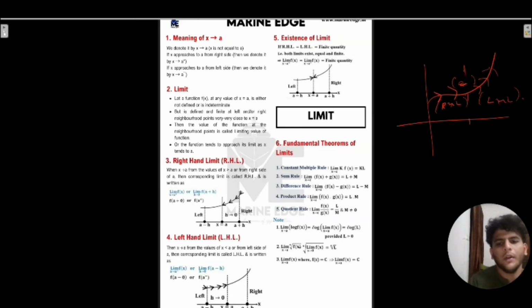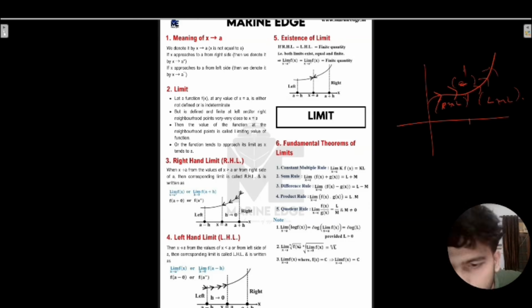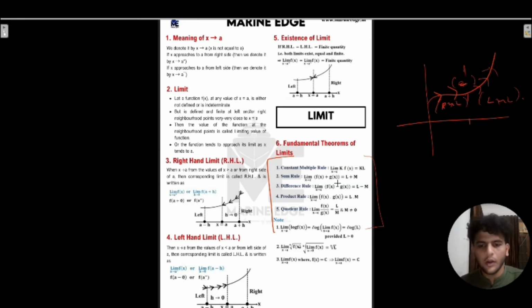The fundamental theorems of limits: the constant multiple rule, that is k multiplied by any limit will be a constant. Sum rule: limit of f(x) plus g(x) will be equal to L plus m. Difference rule: limit of x tending to c, f(x) minus g(x) will be equal to L minus m. The product rule will be L times m. The quotient rule: limit of f(x) upon g(x) will be equal to L upon m, where m is not equal to 0. This is something that you have to take care of. Okay, so now limit of log f(x) is equal to log of the limit of f(x), which is equal to log L.